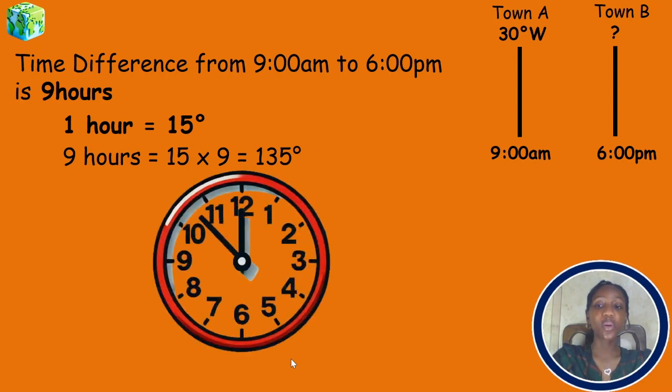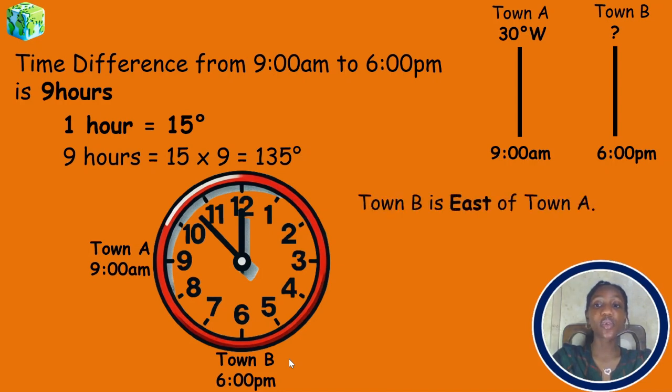So the time in town A is 9 AM, while the time in town B is 6 PM. So we can say that town B is 9 hours ahead of town A. So while it's morning in town A, it's already evening in town B. If town B is ahead of town A, that means that town B is east of town A, because people going towards the east gain. This means that both towns are in different hemispheres, east and west.